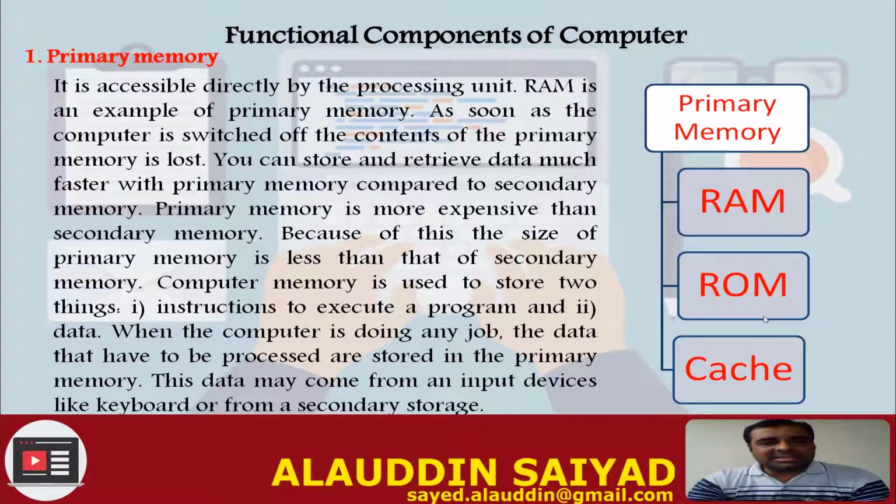Primary memory is accessible directly by the processing unit, that is the CPU. Random access memory is an example of primary memory. As soon as the computer is switched off, the contents of the primary memory are generally lost. You can store and retrieve data much faster with primary memory compared to secondary memory. Primary memory is more expensive than secondary memory, and its size is less than that of secondary memory. Computer memory is used to store two things: instructions to execute a program, and the data. When the computer is doing any job, the data that has to be processed is stored in the primary memory. This data may come from input devices like the keyboard or from the secondary storage for processing.